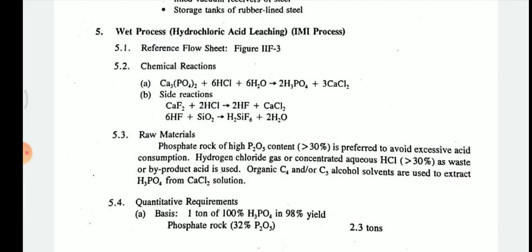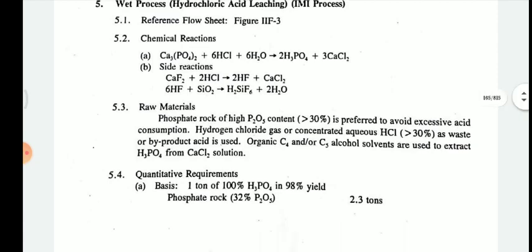In the side reaction, calcium phosphate reacts with 2 mol of HCl and gives HF, hydrogen fluoride, plus calcium chloride. And then 6 moles of hydrogen fluoride react with silica SiO2, which gives H2SiF4 plus 2 mole of H2O.